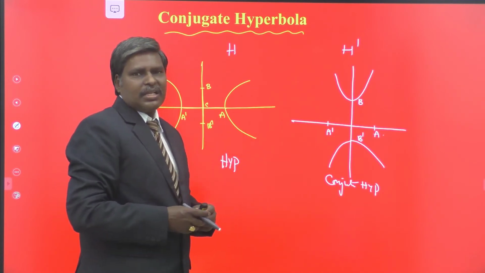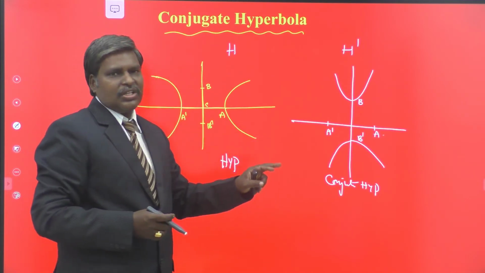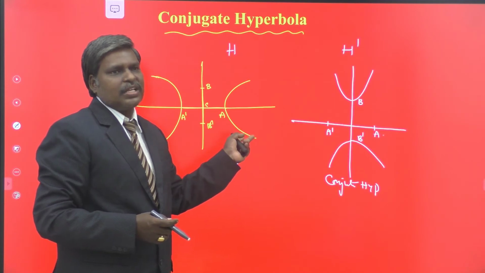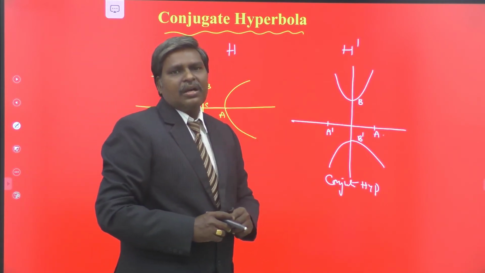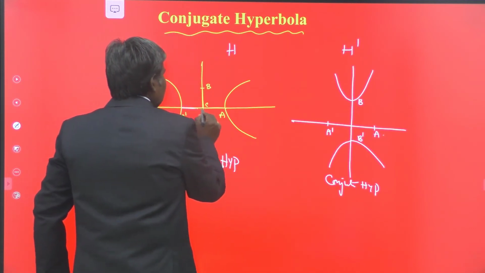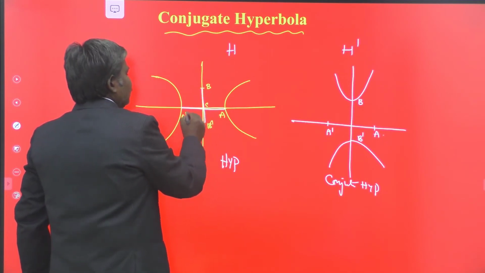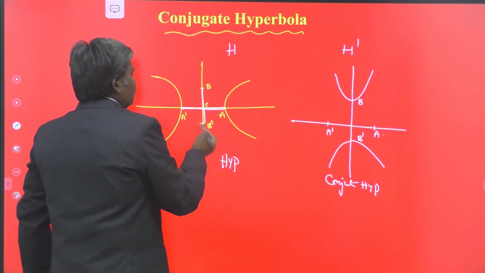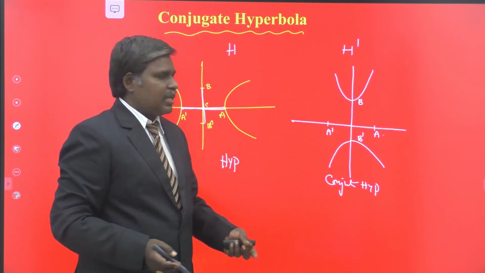So, two hyperbolas are said to be conjugate to each other if the transverse axis of one is the conjugate axis of the other. At that time we say that the two hyperbolas are conjugate to each other. So the main intention is you have to change A A dash to B B dash. Instead, choose your conjugate axis as your transverse axis.